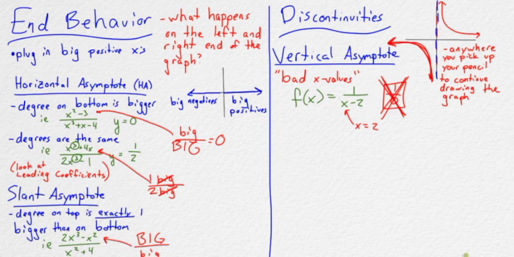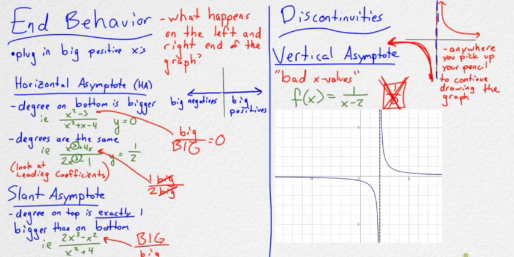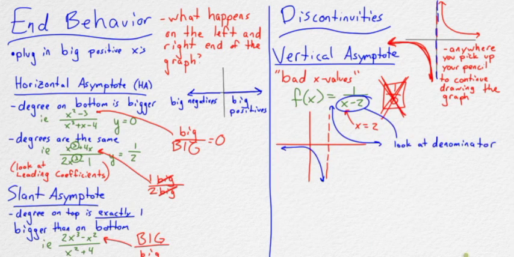So since I can't plug 2 in, and since that's the only x value that I can't plug in, that's the only x value that would cause problems when I try to graph it. At x equals 2, there's going to be a vertical line there. So I just like to remind myself to look at the denominator. If you're trying to find the vertical asymptote, look at the denominator. That's where the bad x values are going to come from, right? Because we can't divide by 0. I don't care what's happening on the top of the fraction, just the bottom.